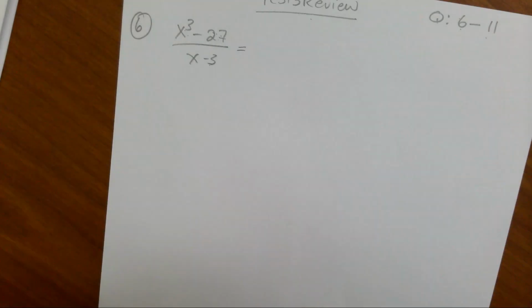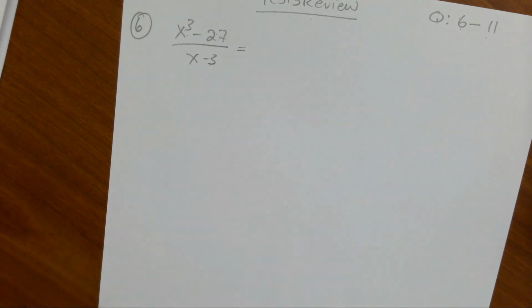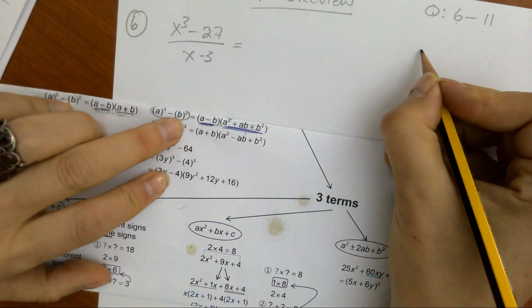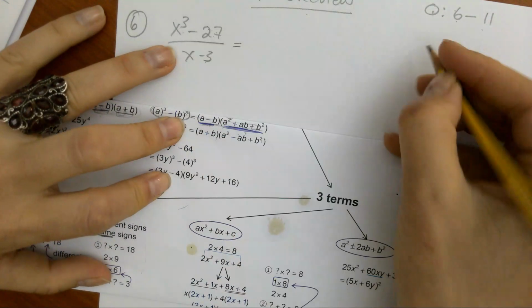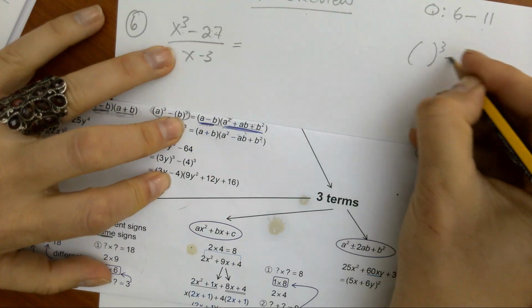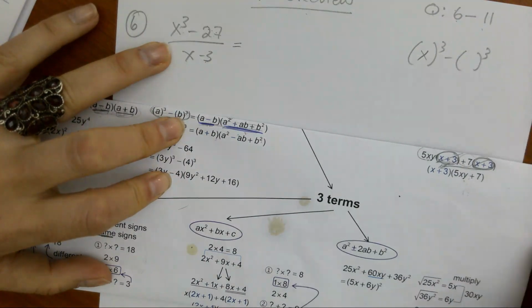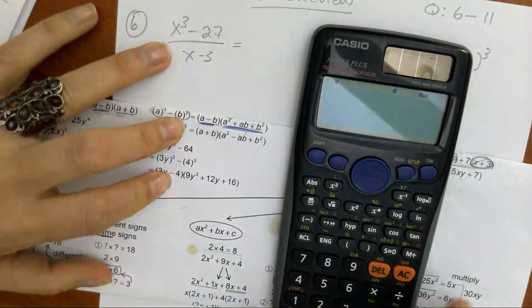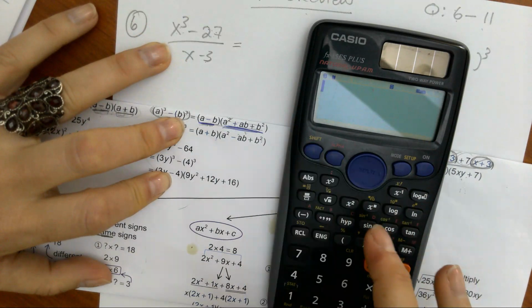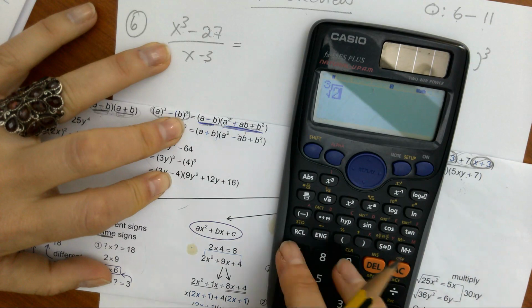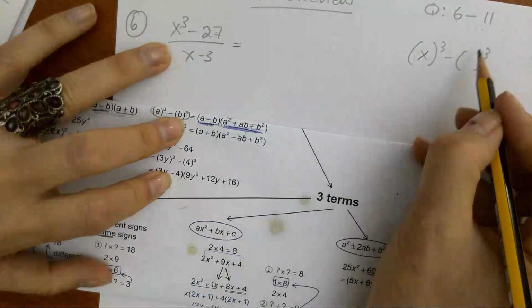Let me take my paper out here. Cubes. So that means I have to write it like this. I can put an x there, and I have to go, what times what is 27? If you don't know, you just hit this button to get the third root, put the 27 in, 3. So 3 is going to go there.